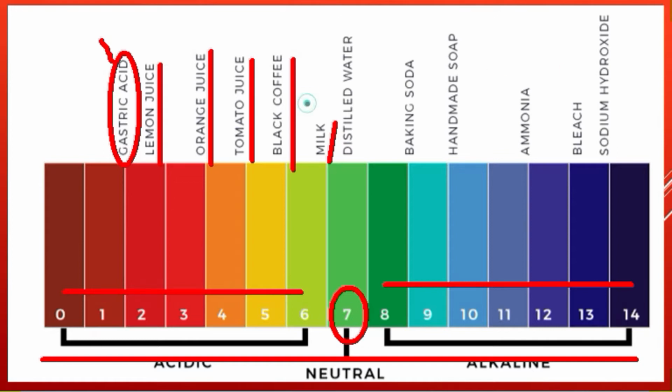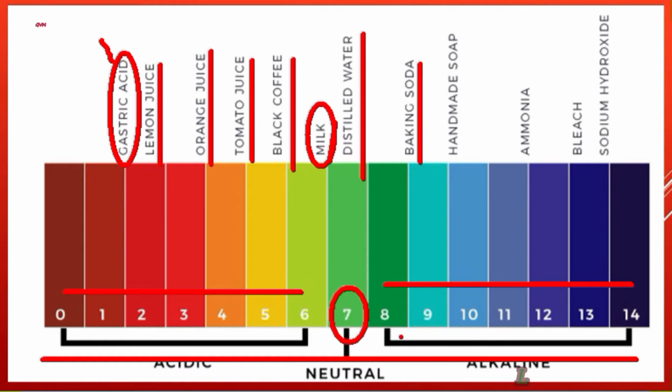And students, even the milk that we consume is also slightly acidic in nature, as this pH scale shows that the pH value of milk lies between 6 to 7, means it indicates that milk is slightly acidic in nature. Whereas students, as you can see here, distilled water pH value is 7. This indicates that distilled water is neither acidic nor alkaline in nature. It means it is neutral.